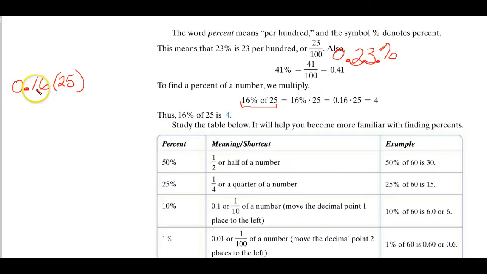So 16% of 25 is what number? And you just multiply that, and you get n equals 4. Now, here's just a little review of some percents. Let's just raise it up.